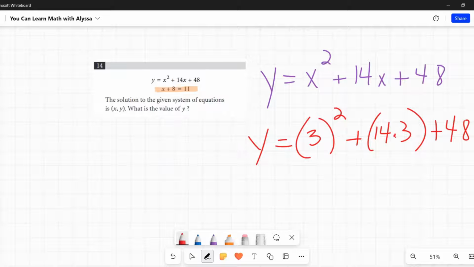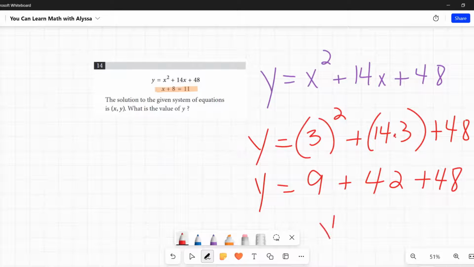Now it's just doing our math here. 3 squared is 9. 14 times 3 is 42, plus 48. And again, they allow calculators, so if you want to do this in a calculator, you can. 42 plus 48 is 90, and 90 plus 9 is 99. So that is our answer.